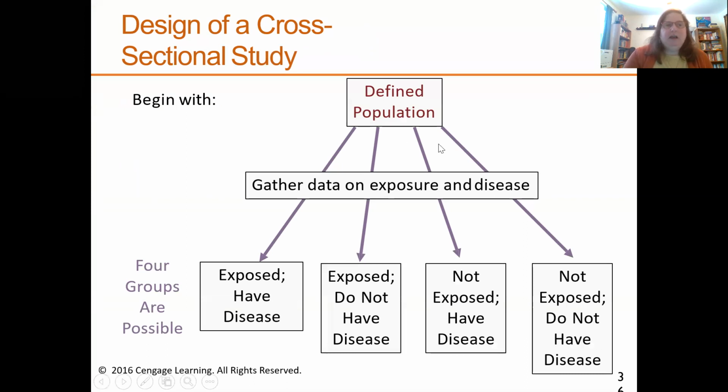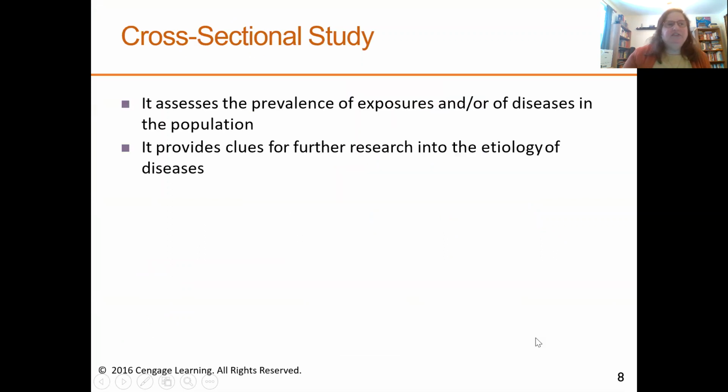Here's our population. We gather data on exposure and disease at the same time. And we have our 4 groups. Exposed have the disease, exposed do not have the disease, not exposed have the disease, not exposed do not have the disease.